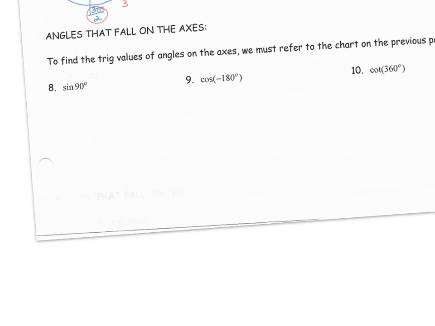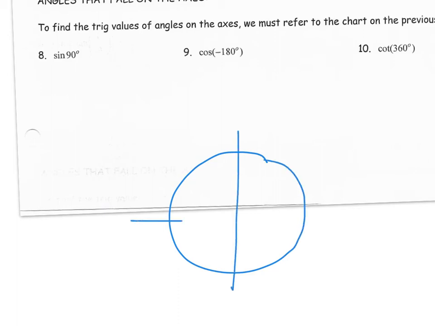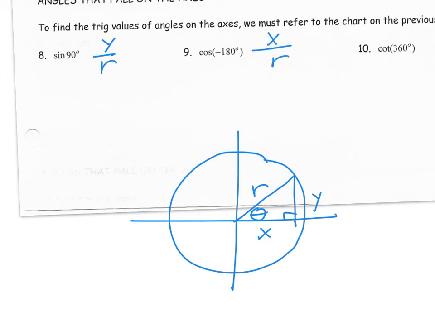All right, now let's tackle some weird ones here. I'm going to draw a picture. Remember the XYR thing we drew on the previous page? I'm going to draw it again, so I have it right in front of us: theta, x value, y value, radius. So sine, if I look at number 8, should be the y value over the radius. Number 9, cosine, should be the x value over the radius. And cotan should be the x value over the y value.